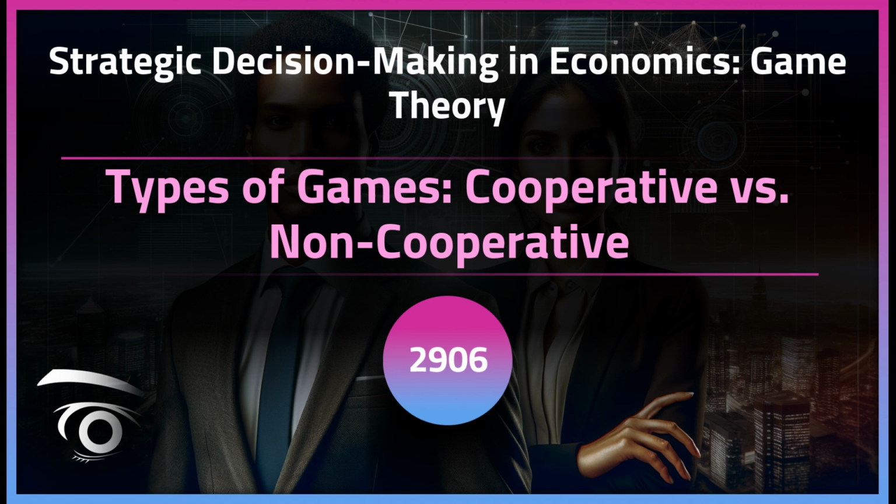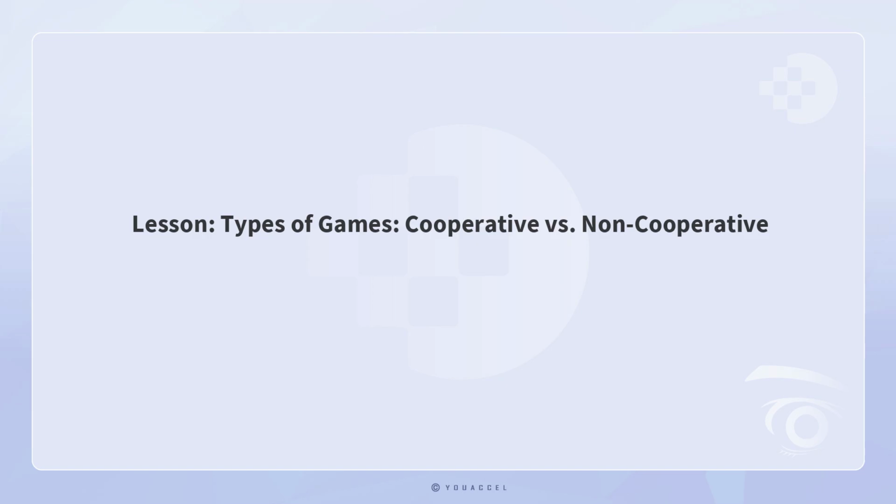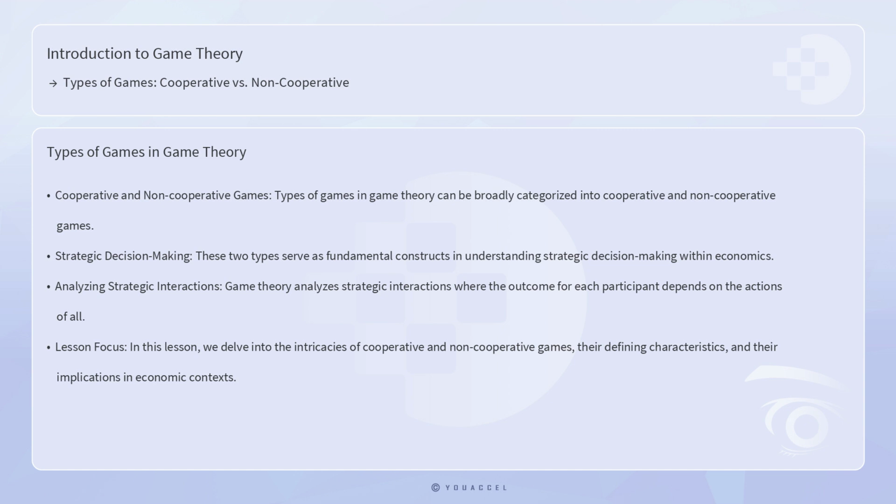Let's proceed with the lesson. Lesson: Types of games, cooperative versus non-cooperative. Types of games in game theory can be broadly categorized into cooperative and non-cooperative games. These two types serve as fundamental constructs in understanding strategic decision-making within economics.